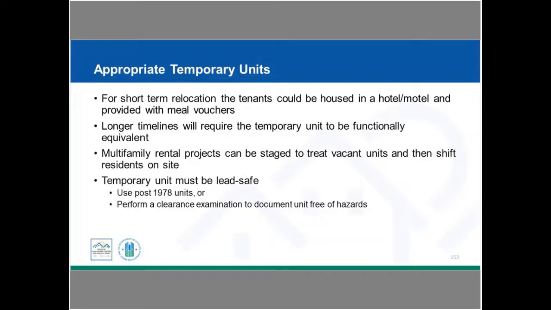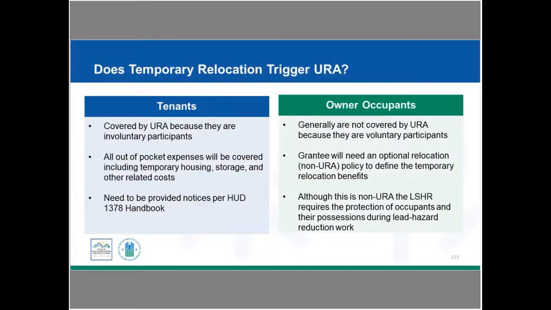So, as I mentioned, the standard for those temporary units is that they must be found to be lead safe. So we're going to do a visual assessment looking for unstable paint surfaces, and then we'll also be doing a dust wipe to make sure that we have an appropriate level of contamination there. So sometimes for a project we're going to be looking for units that were built after 1978, so we can say this should be a lead-free unit that we're going to temporarily place folks into.